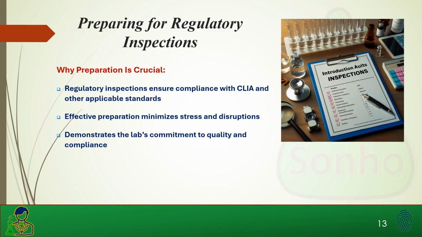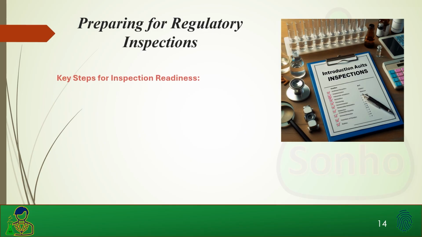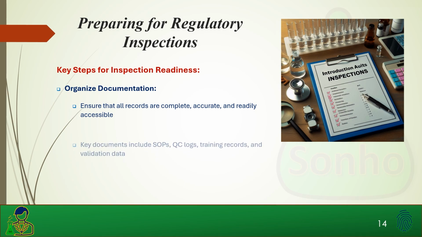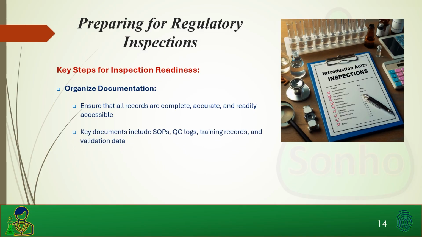Some key steps for inspection readiness. Organize your documentation. Ensure that all records are complete, accurate, and readily accessible. This can be in physical form in binders, or it can be digitally. Either way, however you do it, it just needs to be readily accessible. Key documents include SOPs, QC logs, training records, and validation data.